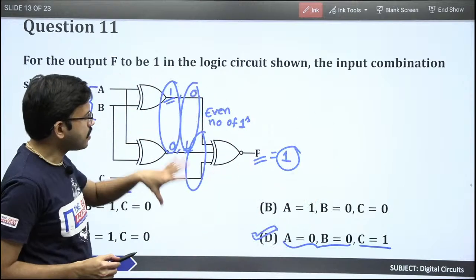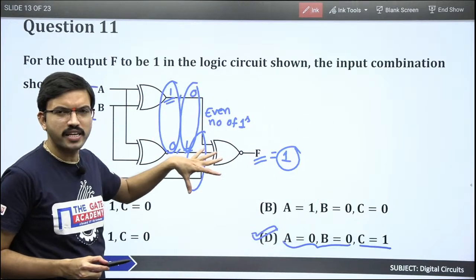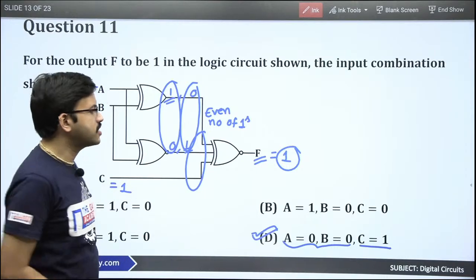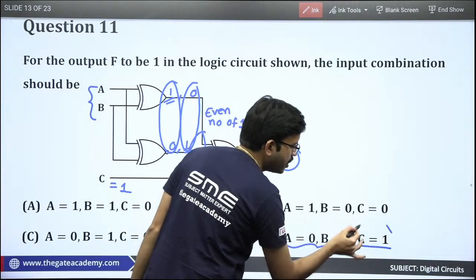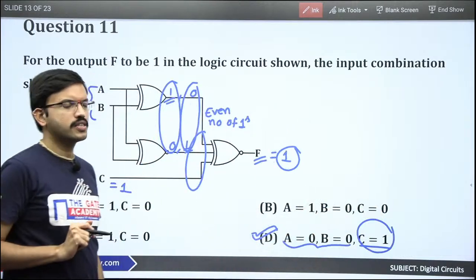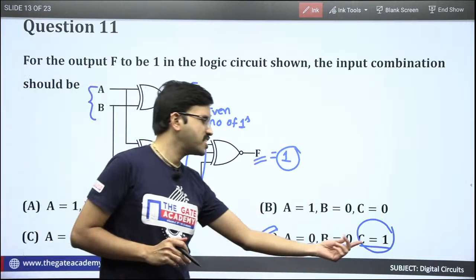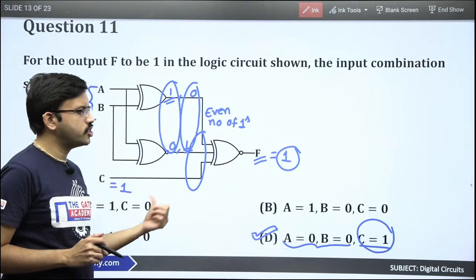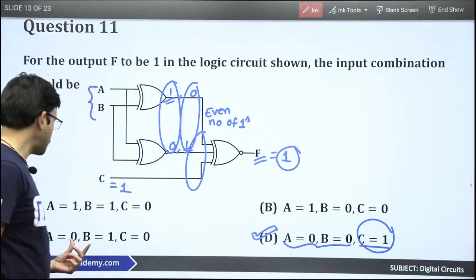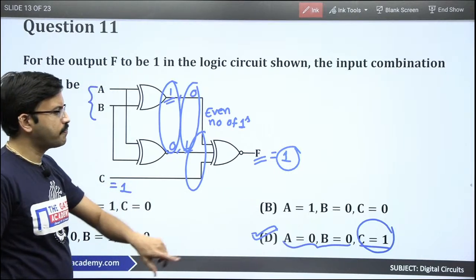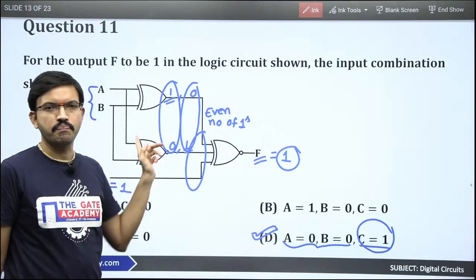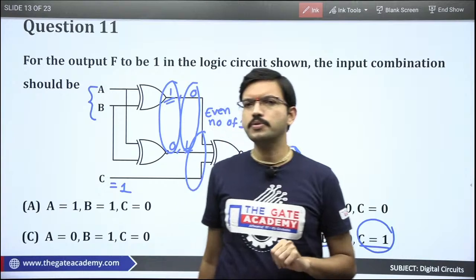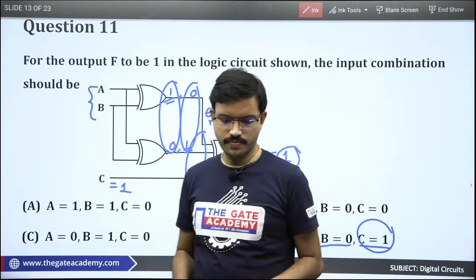But if they want to frame this particular question as an MSQ, they can give 4 choices like this. They can keep C value as 1 in all the 4 choices. Regarding AB values, in option A they can give 0, 0, option B 0, 1, option C 1, 0, option D 1, 1. Then you have to choose all the 4 options. Then this is the MSQ type of question, and in that case all the 4 options will be correct.